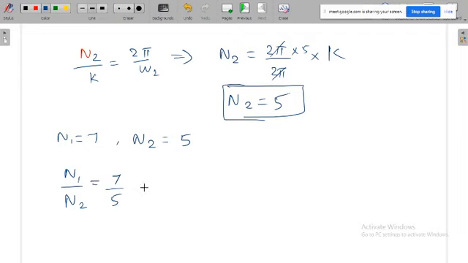n1 by n2, rational, sir? Rational. Okay, so it is rational because you can write it like this: 1.4. That's why this is rational. So n1 by n2 is a rational number.